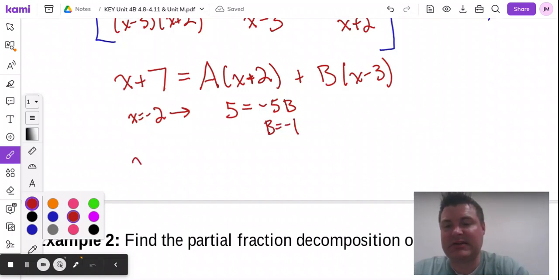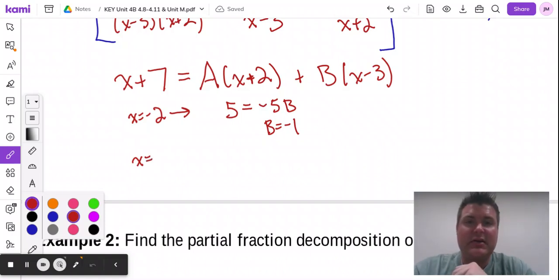So what do you think the next best number to pick is? If you chose 3, you chose right. You can really choose anything. It's just more work if you do. Like if you choose x equals 0, that'll work.